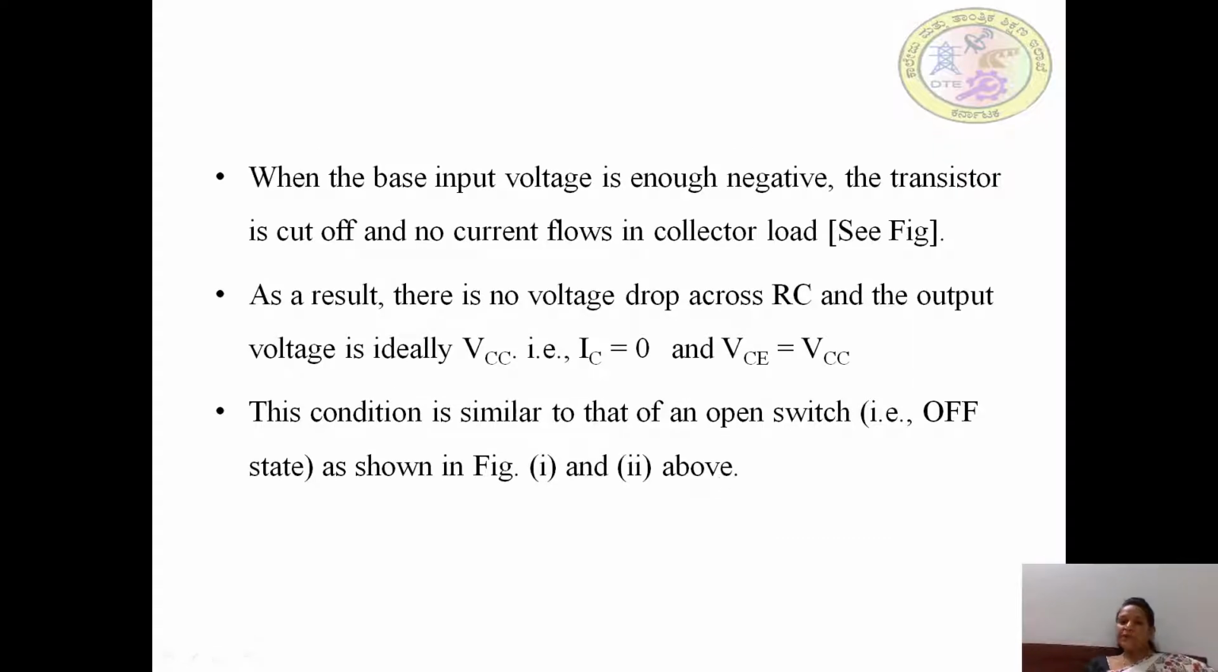So I have summarized those points here. When the base input voltage is enough negative, the transistor is said to be cut off and no current flows in the collector load. As a result, there is no voltage drop across RC and the output voltage ideally is equal to VCC. So under cutoff region, these are the main important points, that is IC is equal to 0 and VCE is equal to VCC. This condition is similar to that of an open switch, that is off state.